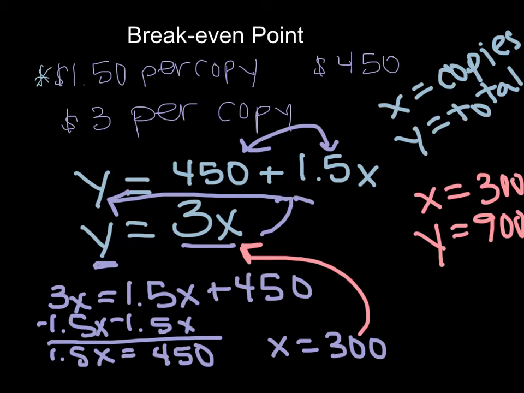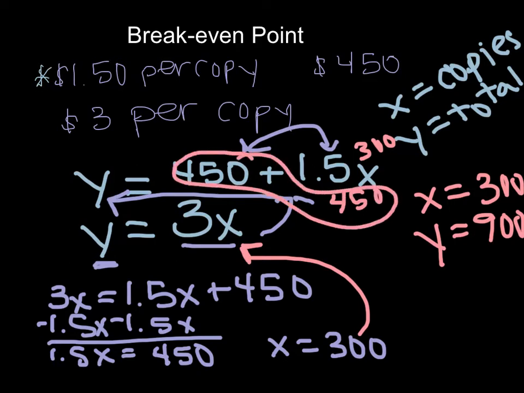You can go back and plug both of those in and make sure that you did it right. If you plug in 300 right here, sorry, I'm making a mess of things, 1.5 times 300 is 450. And what's 450 plus 450? You got it, 900. So you know that that solution worked for both of them.